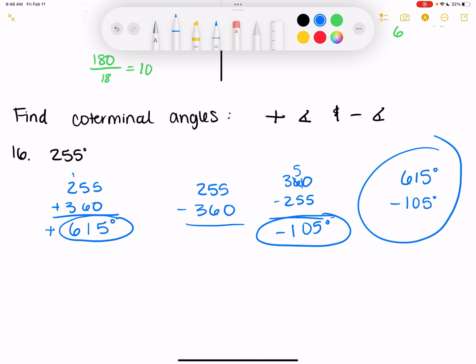So what I'm telling you is I don't want you to add another 360 and then tell me that 975 is coterminal. Yes, that's true, but I want the smallest one. Okay?